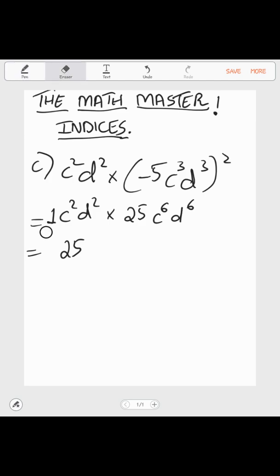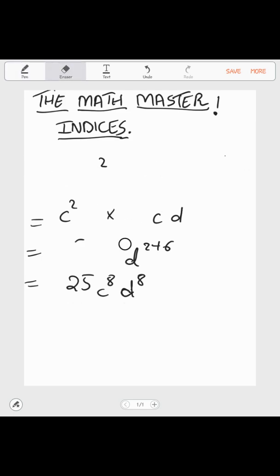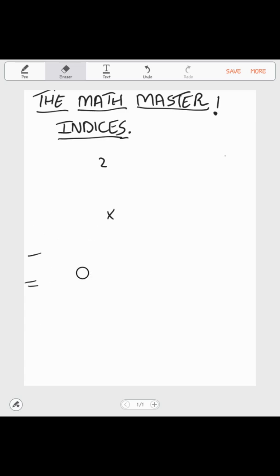25 ones are 25. So c and d is our main concern now, because c power 2 plus 6 and d power 2 plus 6. It's very easy. C power 8, it's just the first law of indices. So your answer becomes 25 c power 8 d power 8. This was the easiest question I think.